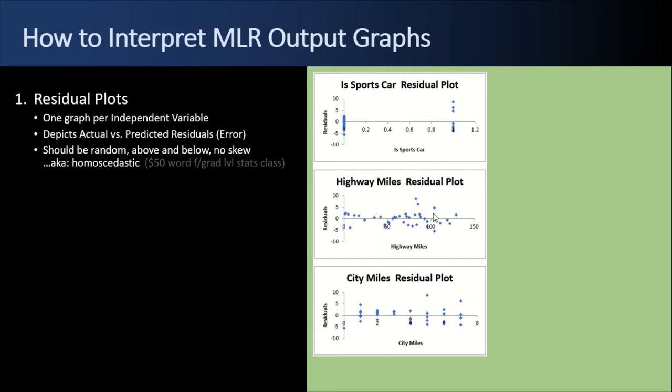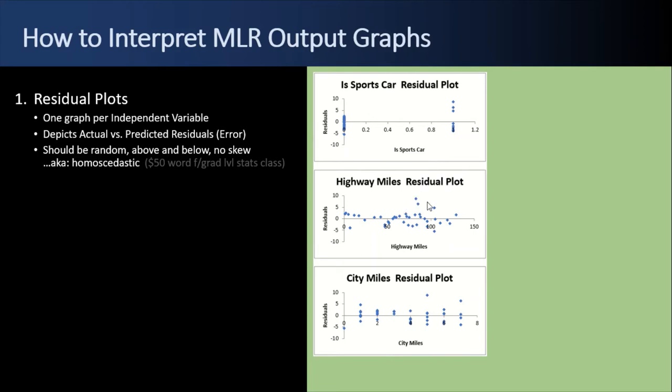Now, what good is a residual plot? This one is just tough to make out because the value is either zero, it's not a sports car, or one, it is a sports car, and all the values are clustered on those two x values. And so you can't do that much analysis with it other than to say that, yeah, they're equally distributed above and below. Here, they're clustered a little bit lower, but you do have values above and values below, so it's okay. Here, yeah, there's some above, some below. It's not too bad.